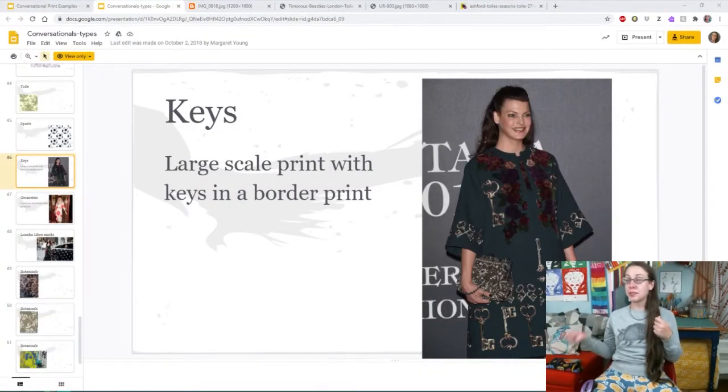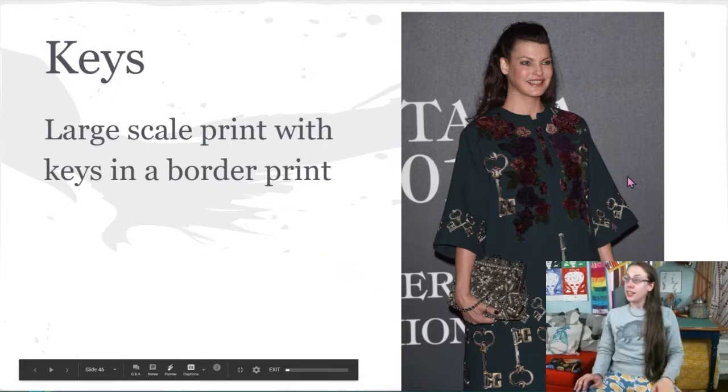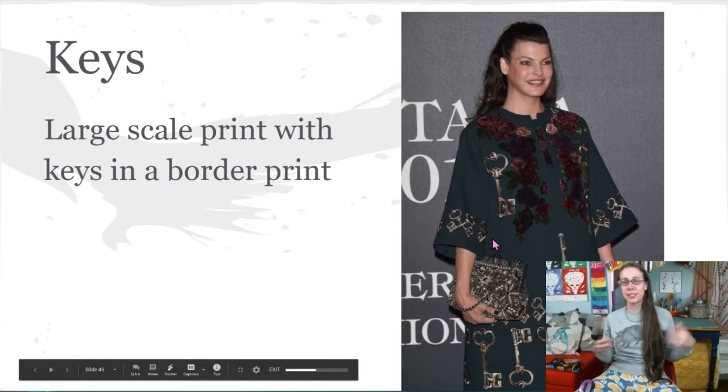So getting back to some of our examples of categories that you could do for your project, and you don't have to choose any of these categories in particular, you can make up your own. We are going to talk about keys. This is a really interesting print, a really large scale print that's organized as a border, but you could also do something like this just as a stripe or a repeating pattern and get the same effect.